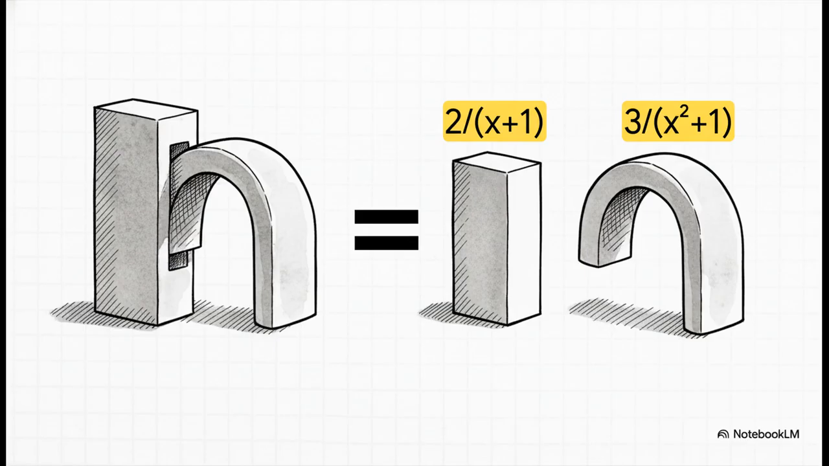And there it is, a really nice, clean decomposition: 2 over x plus 1, plus 3 over x squared plus 1. Yeah, it looks complicated at first, but when you just follow the rules, the process is perfectly logical.